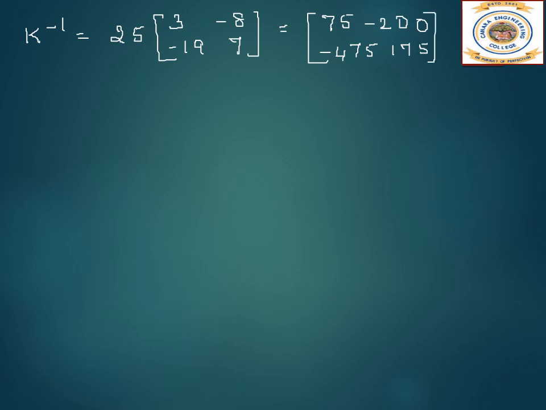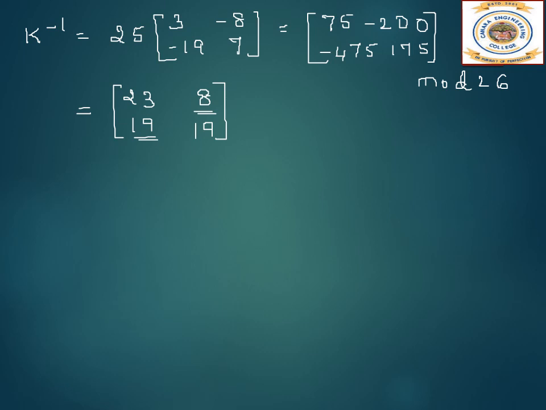So this mod 26. After doing mod, 75 mod 26 gives 23. Minus 200 mod 26 gives 8. If you get a negative answer, you have to add 26 to get a positive answer. By now you should be aware of this, right? So minus 475 mod 26 gives plus 19, and 175 mod 26 gives 19. You will get a negative answer for these two, 8 and 19. Add 26 to that, and you will get 8 and 19 over here. So this is the K inverse.